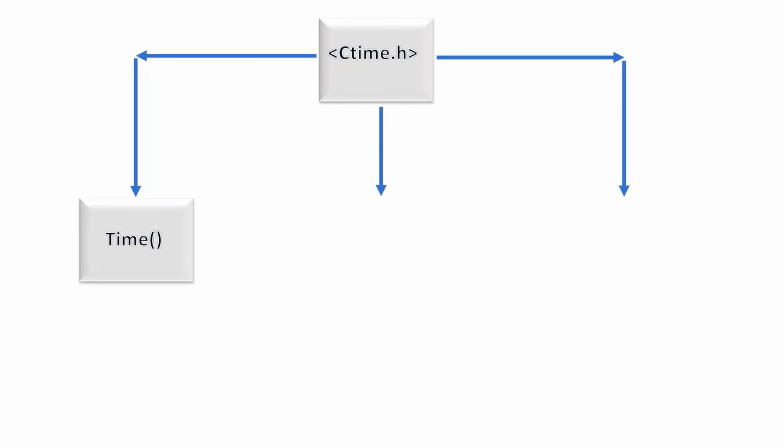The time function is used to find the current time. The return type of the time function is time_t. time_t is the data type that can store time.